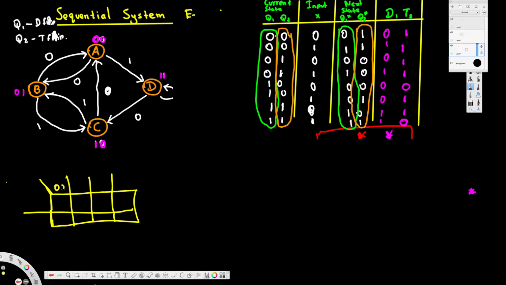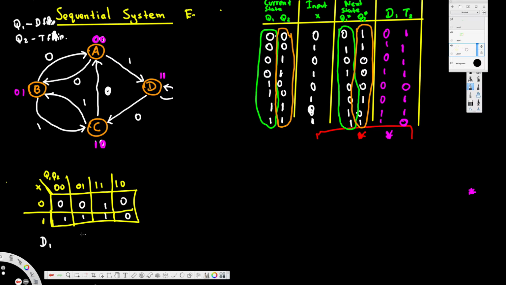Okay, 0 0 0 1 1 1 1 0, and this one is 0 1, and Q1 Q2, and X is the input. Okay, now first we are going to do it for the D flip-flop. D flip-flop, you can see 0 1 0 1 0 0 1 1 0 1 0 1 0 0 1 1.